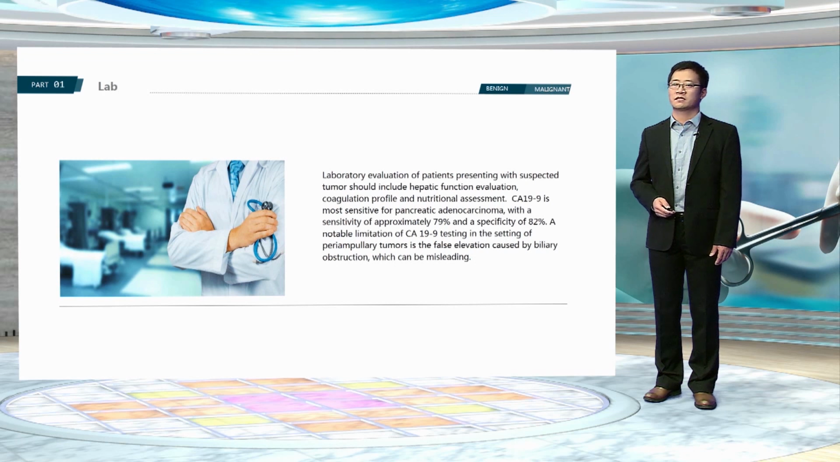CA19-9 is the most sensitive marker for pancreatic adenocarcinoma, which we call PDAC, with a sensitivity of about 80%. But CA19-9 also has its limitation. It can be falsely elevated by biliary obstruction or inflammation. Sometimes it can mislead the diagnosis.